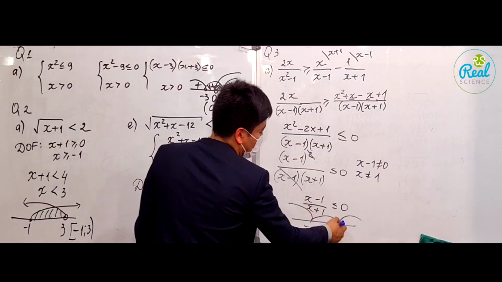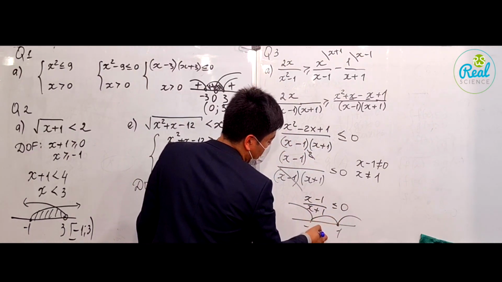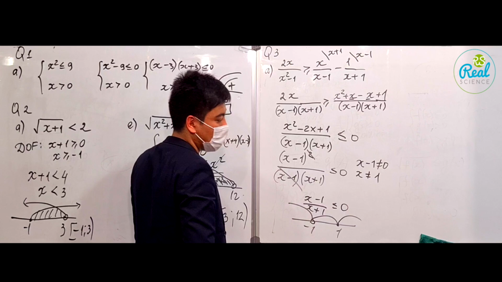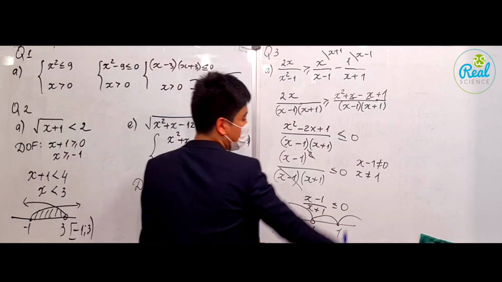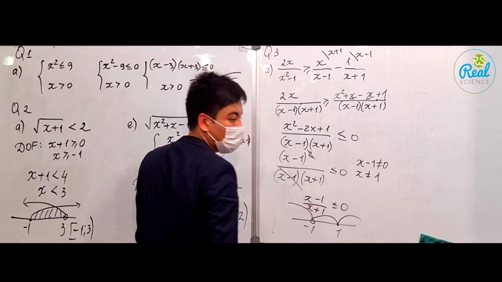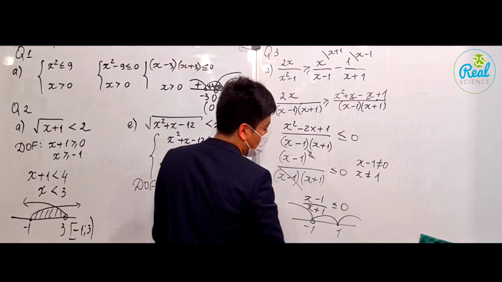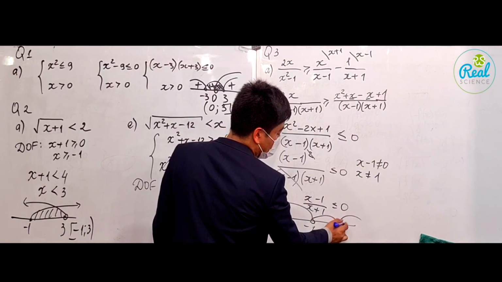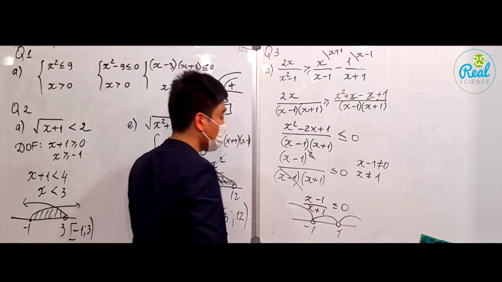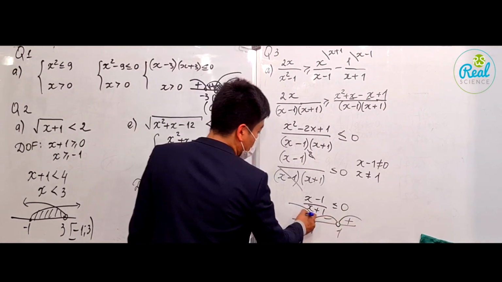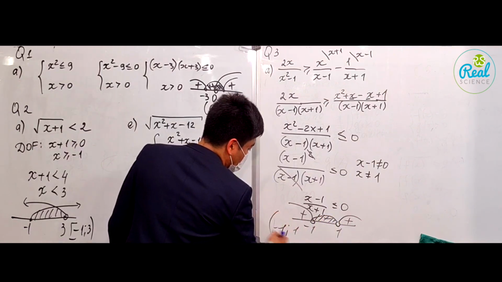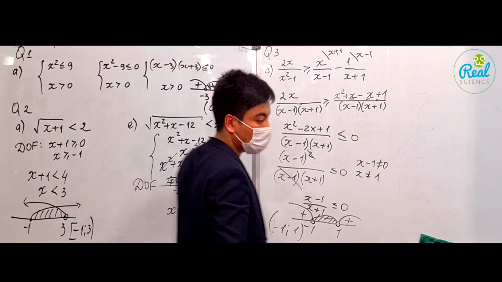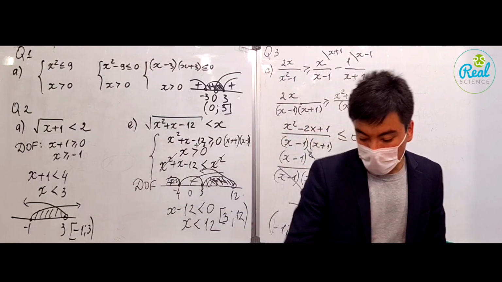1 in the numerator, minus 1 is in the denominator. But students, x minus 1 cannot be 0, which means x cannot be 1. This also is going to be open. And positive, negative, positive. We need negative, from minus 1 up to 1. So this is the answer.